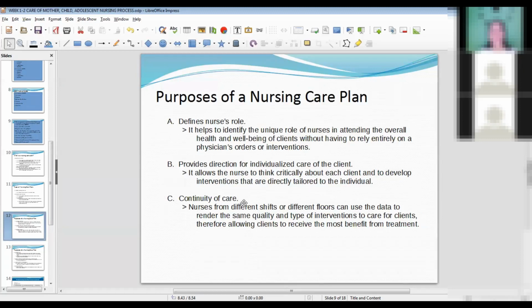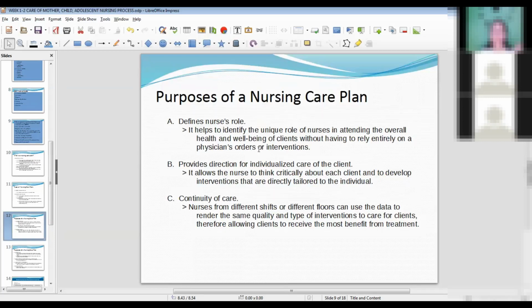The doctors, they will do their rounds for probably 1 to 2 hours and then they will go to another patient. But us, the whole unit, and we spend the whole 8 hours with our patients. So that is why our approach is patient-centered and client-focused. So we will not rely entirely on a physician's orders or interventions.